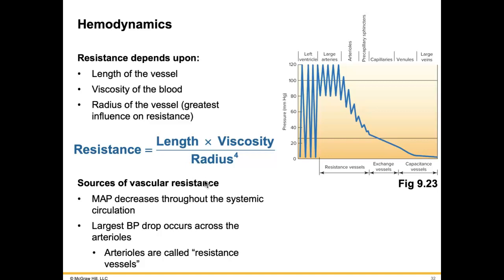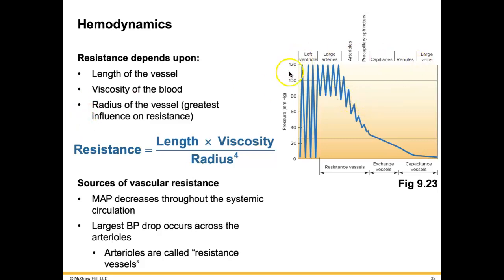So what is resistance dependent on? It's going to be dependent on the length of the vessel. The second thing that resistance depends on is the viscosity of blood. And this is really pertaining to the thickness of blood. We talked about in class how when we have more red blood cells, that is going to make the blood thicker and more viscous. So you can think that maple syrup is more viscous than water. And then we have our radius of the vessel, which is going to give our greatest influence to resistance.